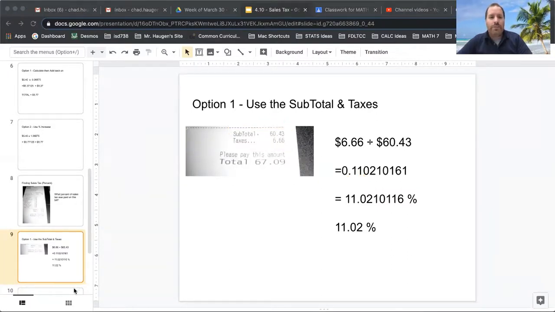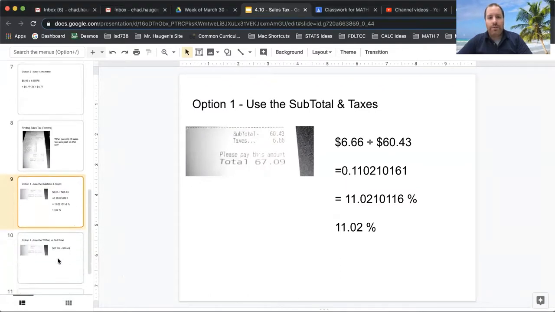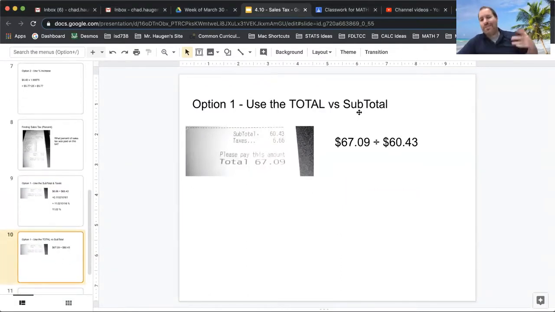And that second option is to use the total versus the subtotal. And this, we just divide them right away. And this is a reflection on our option 2 from before, where we're thinking about it as percent increase. So here, if we were to divide these 2 things out, so here I'm just going to type it in, taking the total divided by the subtotal to see, what's the percent increase essentially on that. So 67.09 divided by 60.43. I just typed it in my calculator.